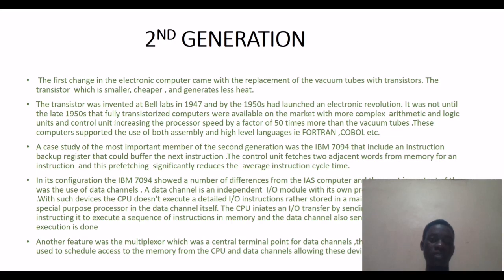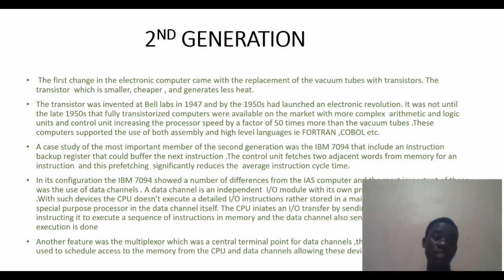The second generation. The second generation of computers came with the replacement of vacuum tubes with transistors. A transistor is a small device that generated less heat. The transistor was invented at Bell Labs in 1947, and by the 1950s, it had launched an electronic revolution.